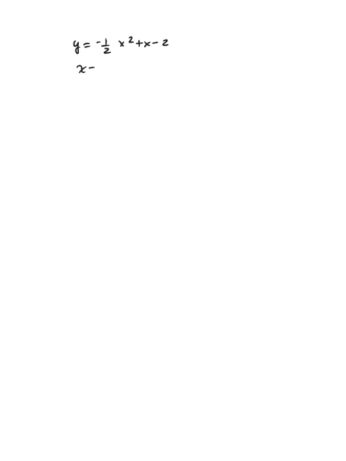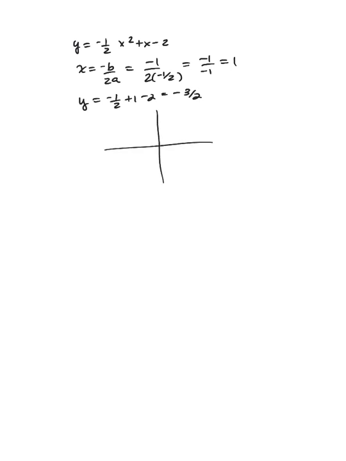So I like to do -b over 2a first. -1 over 2 times -1/2. -1 over -1 is 1. Substitute that in. I get y is -1/2 plus 1 minus 2. So that's -3/2. So that means that I'm going to have a turning point at 1, -1.5.